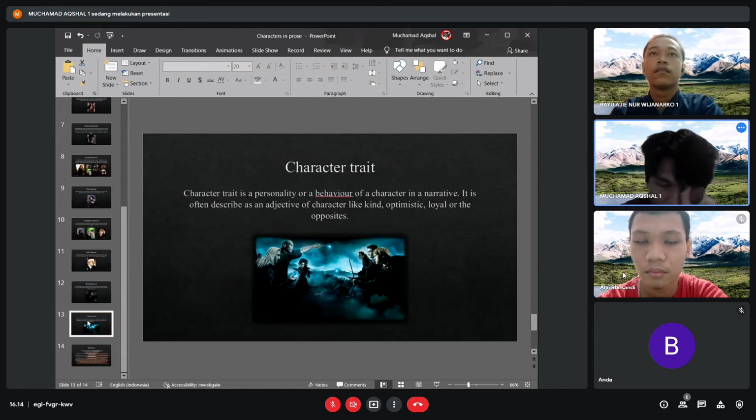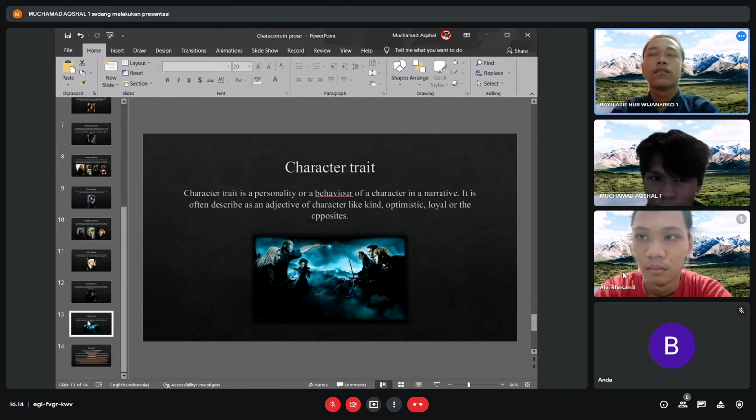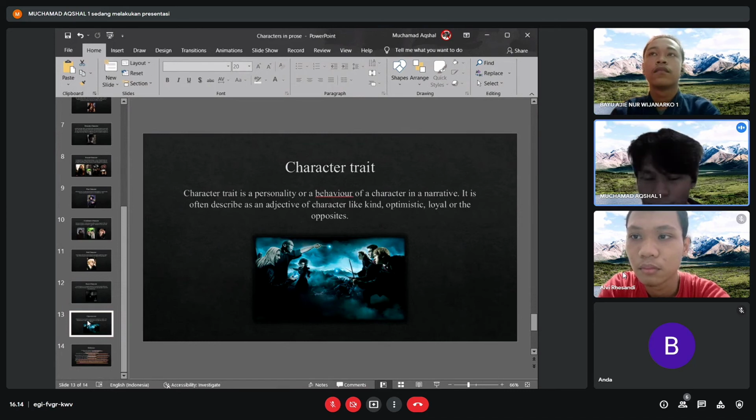Then we have character trait. So, character trait is more like a personality or a behavior of a character in a narrative. It is often described as an adjective of a character, like kind, optimistic, loyal, or the opposites, like unkind, pessimistic. And there are so many behaviors of a character in character trait.